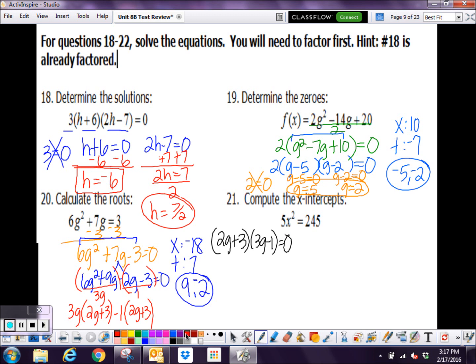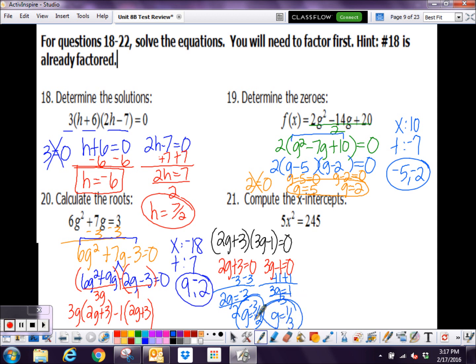But I still need to find the solutions. So I'm going to have 2g plus 3 equals 0 and 3g minus 1 equals 0. So I'll subtract 3. So I have 2g equals negative 3. Divide by 2. G is negative 3 over 2. Over here I'm going to add 1. I have 3g equals 1, divide by 3, g is 1/3. So those are my two solutions here.